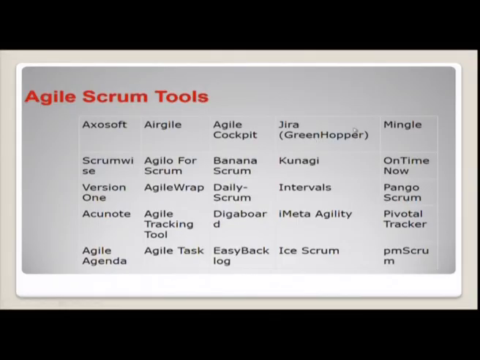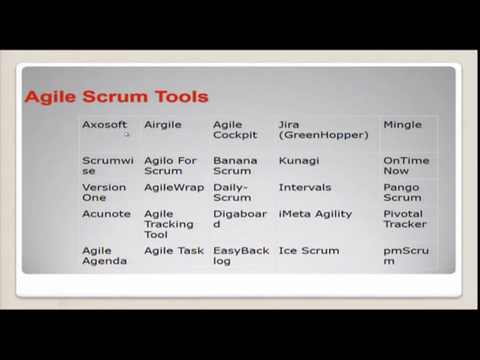Jira Greenhopper tool is most commonly used. Mingle tool is most commonly used. Agile for Scrum is most commonly used, and iScrum is used. Pivotal Tracker is used. Then there is Version 1. Version 1 is also a most commonly used tool. So these are the tools that are most commonly used.